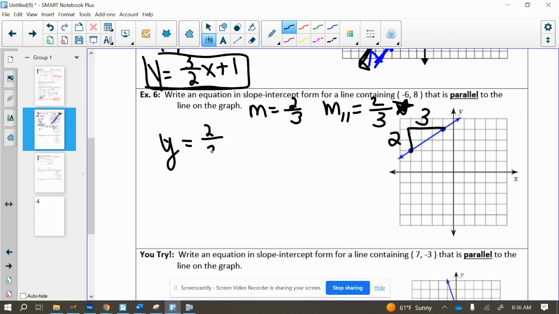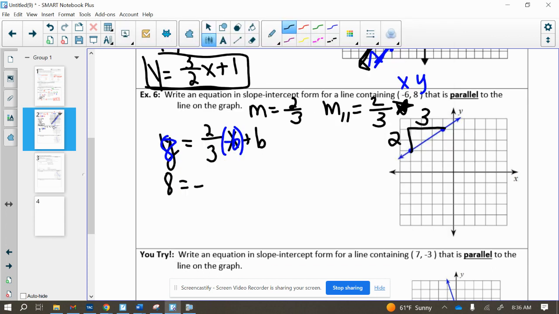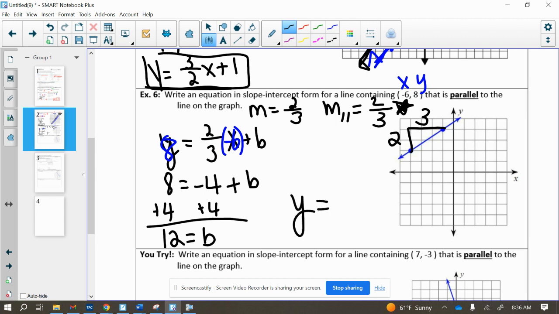Y equals mx plus b. This time, our x and our y values to plug in. X is -6, y is 8. So if we start simplifying, 8 equals 2/3 times -6. So 2/3 times -6 is -4. So -4 plus b. And then add the 4 to both sides to get a total of 12 for our b value. So our line this time, which we don't have to graph, y equals mx plus b.